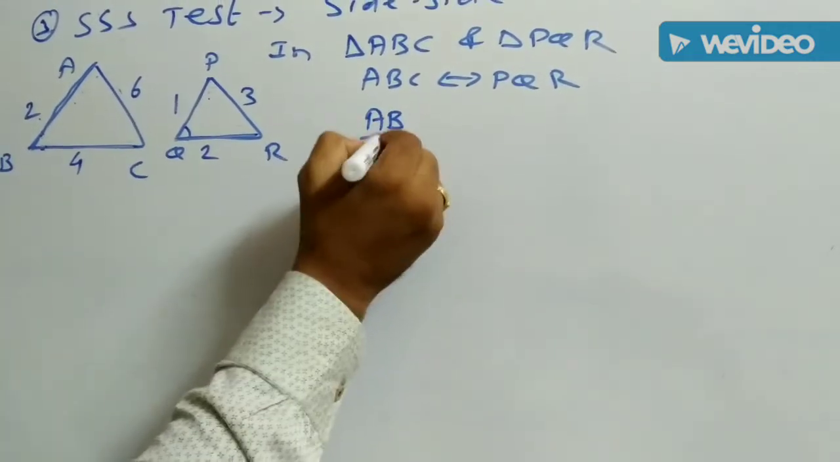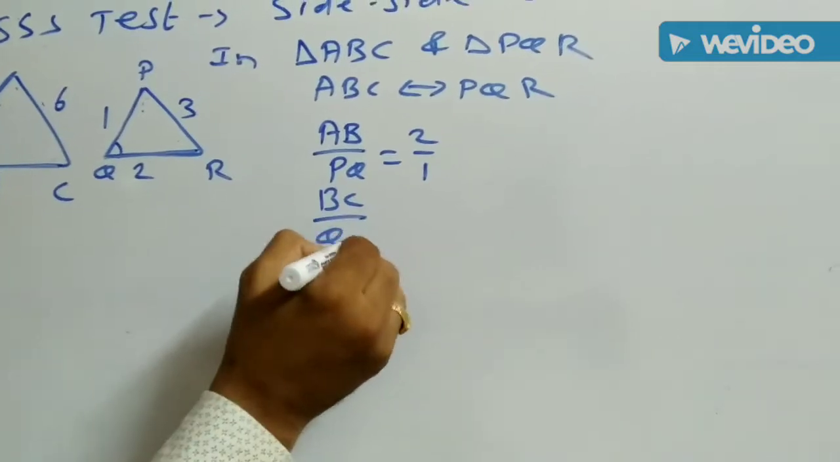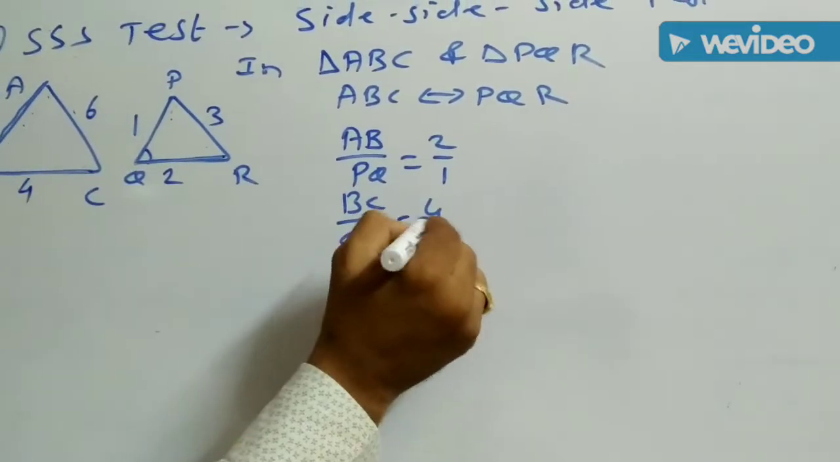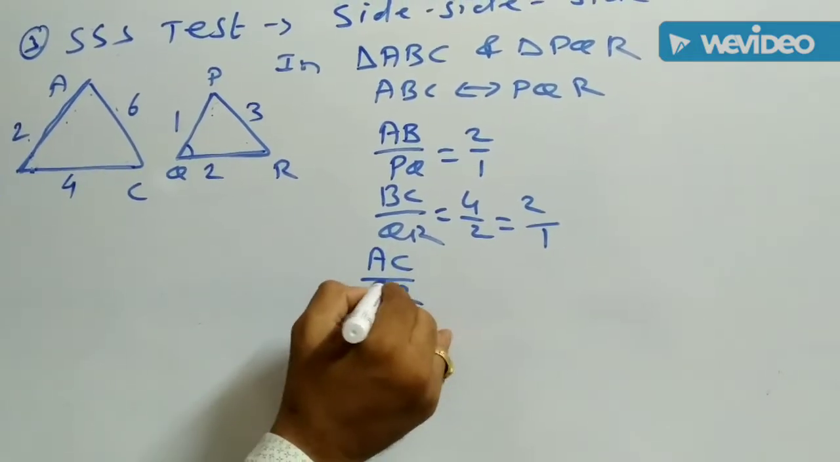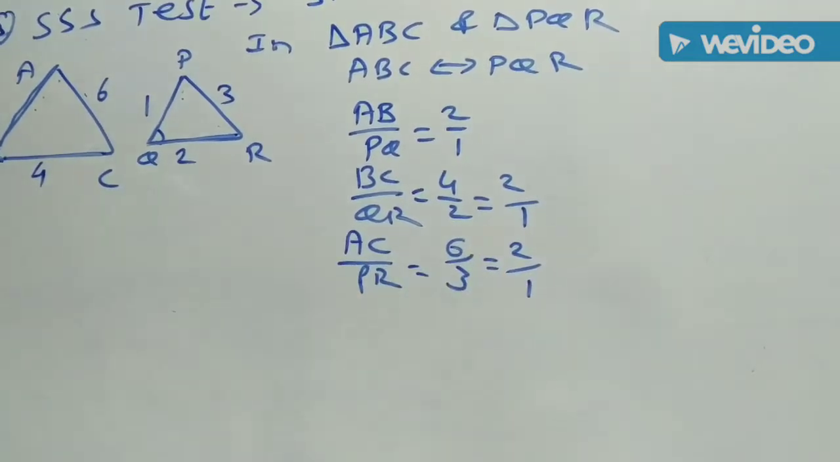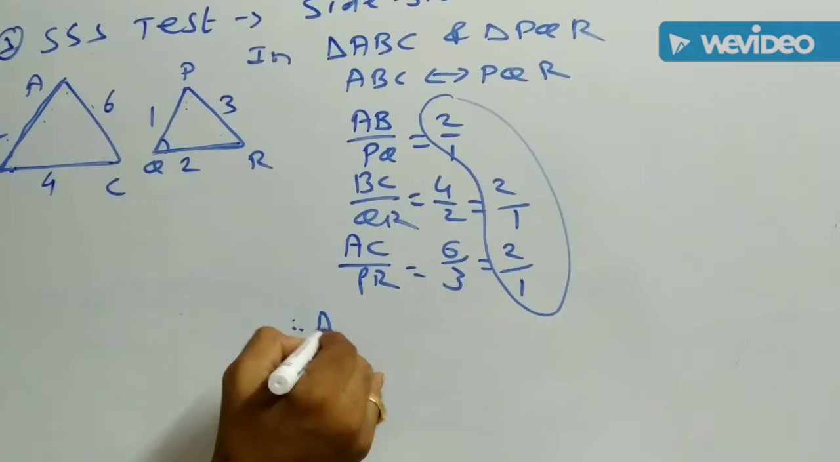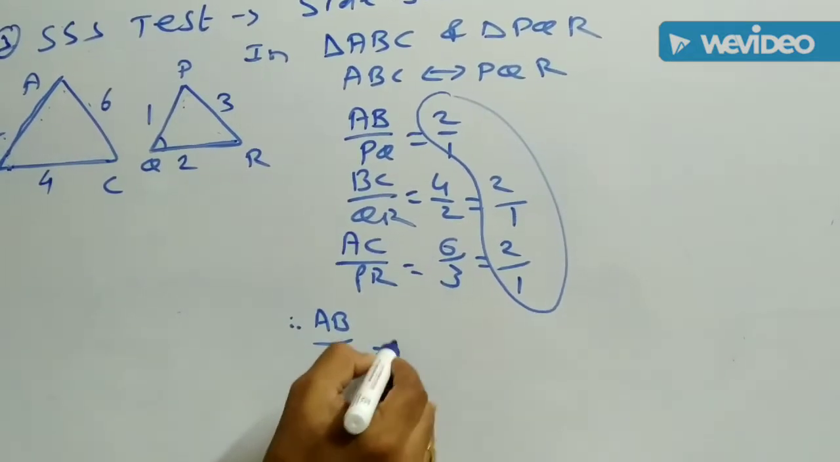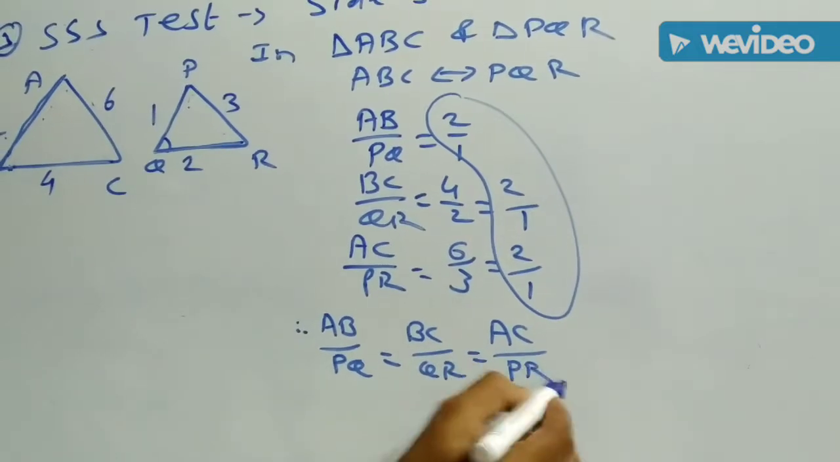PQ, if we take the proportion of AB and PQ, 2 upon 1; BC upon QR, that is 4 upon 2, that is 2 upon 1; AC upon PR, that is 6 upon 3, and 6 upon 3 means again 2 upon 1. All the proportions are the same, and therefore we can write AB upon PQ is equal to BC upon QR and AC upon PR.